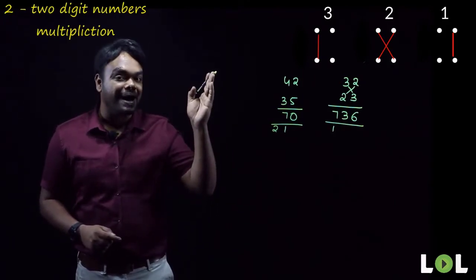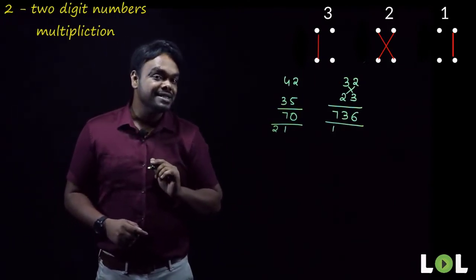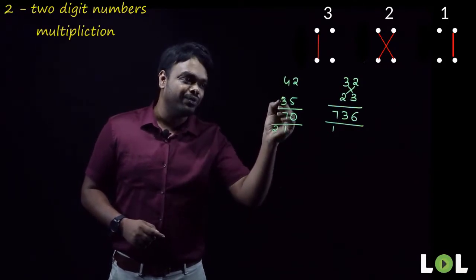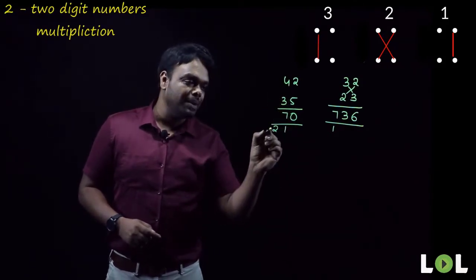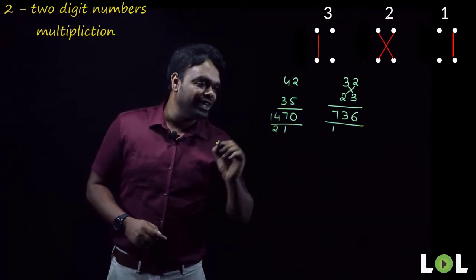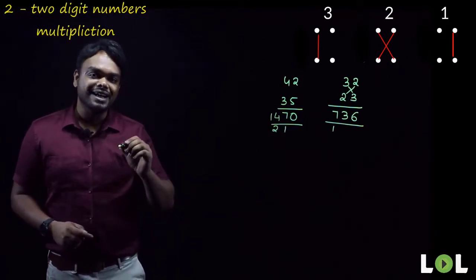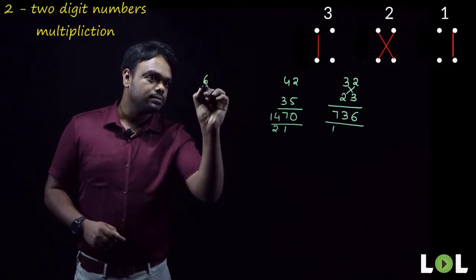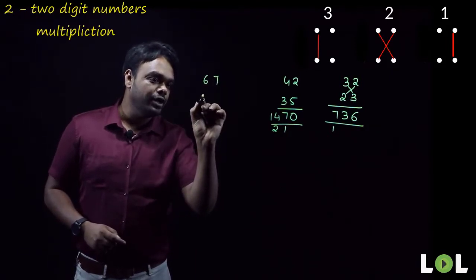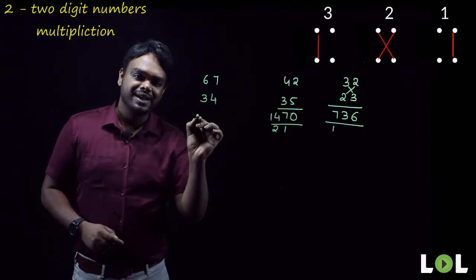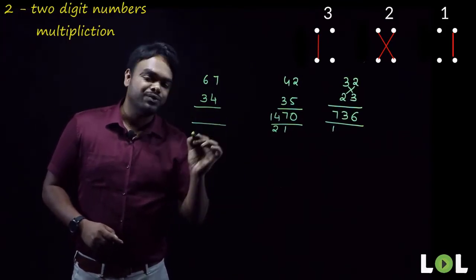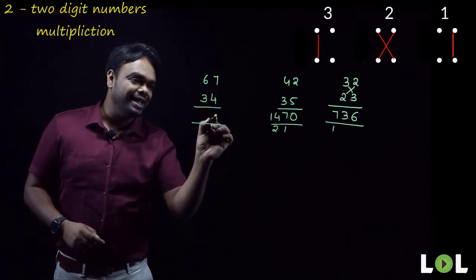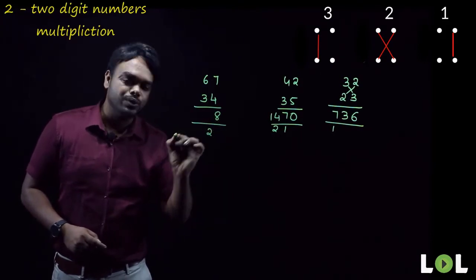And in the third step, again, we are multiplying only the second column. In this case, 4 into 3, 12. 12 plus 2 should give us 14. 1470 2... 1472 is our answer. Let us take another example. What if I take, let's say, 67 into 34. Let us multiply them. First step, 7 into 4, 28. We take 8 here and then 2 carry.